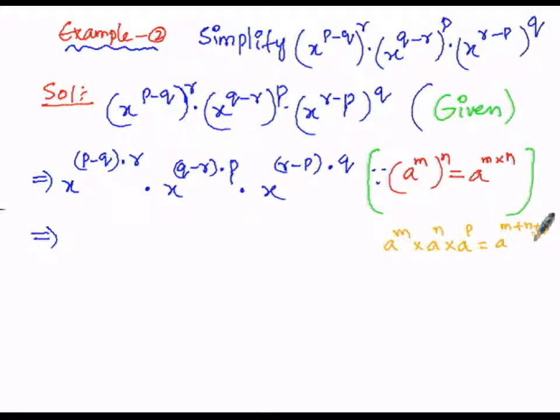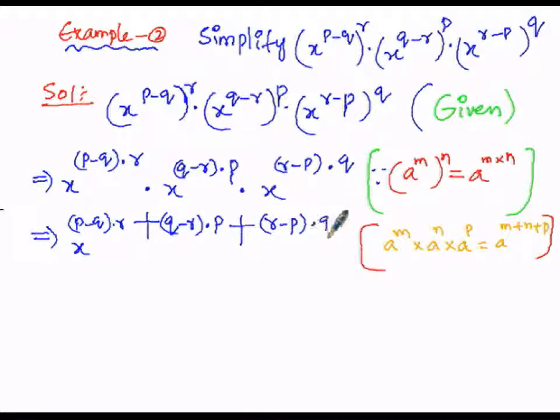So based upon this product law, I am going to add up all the exponents since the bases are equal and the product symbol is in between. So that implies x to the power of p minus q into r must be added to q minus r into p plus the third exponent, r minus p into q. So I have utilized this identity, this product law for this logical step.